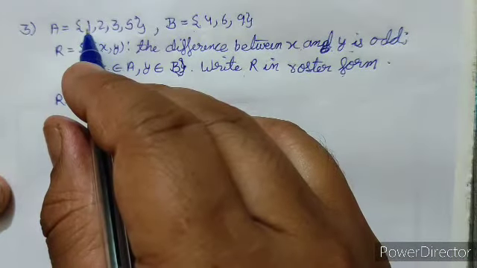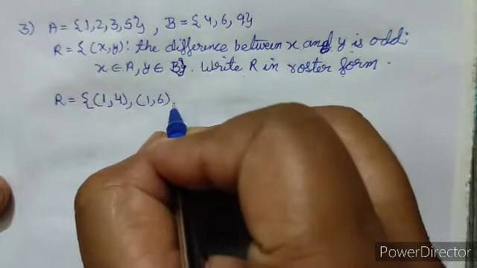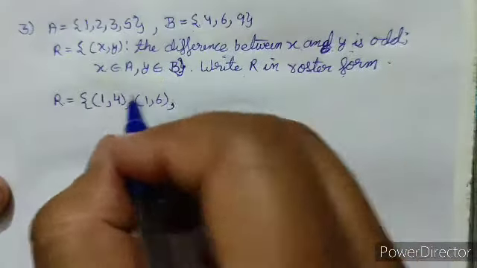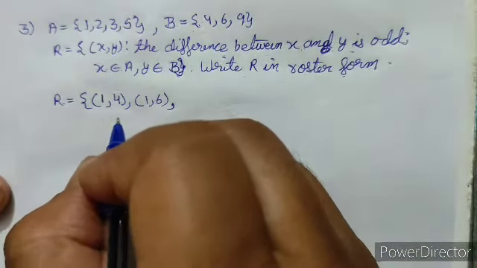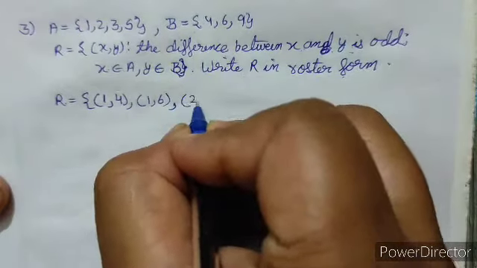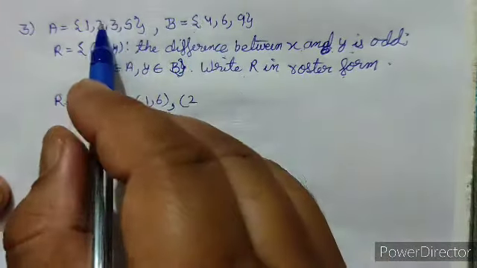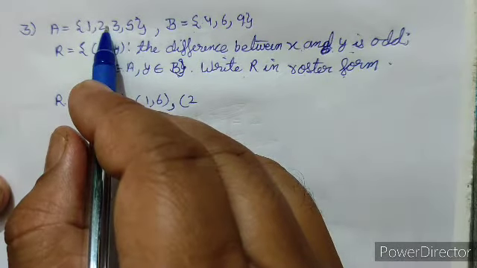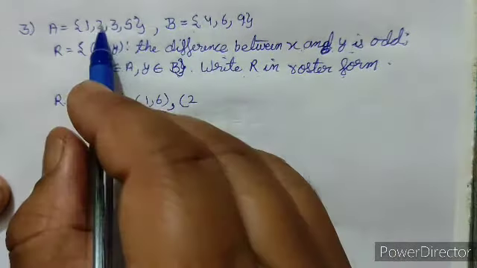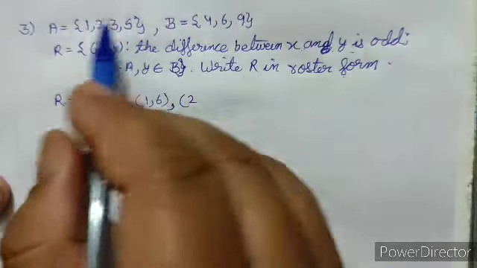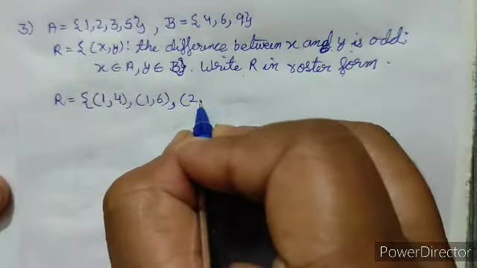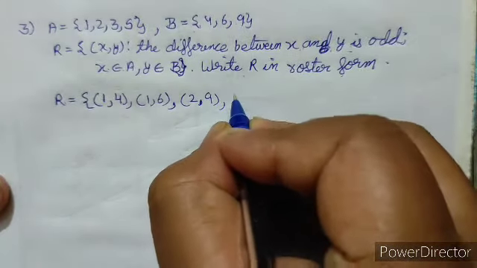9 minus 1 will be 8, and that is an even number. So 9 minus 1 will not be odd, and 9 will not be an element of the relation. Now with 2: 4 minus 2 will be equal to 2, and that is even. 6 minus 2 is also even. 9 minus 2 is 7, and that is an odd number.